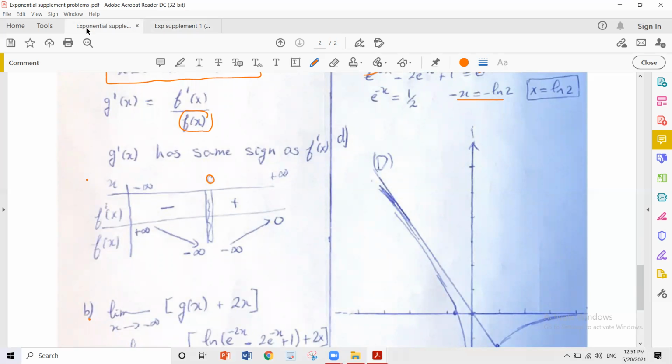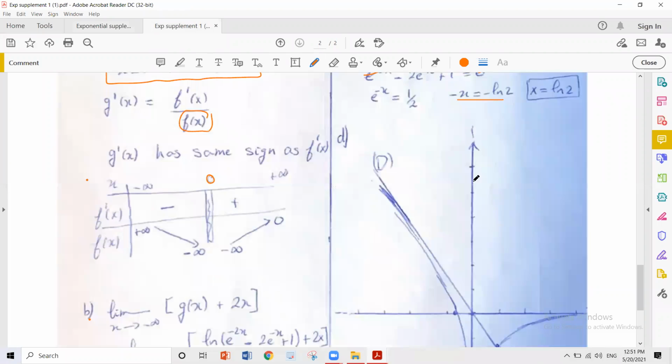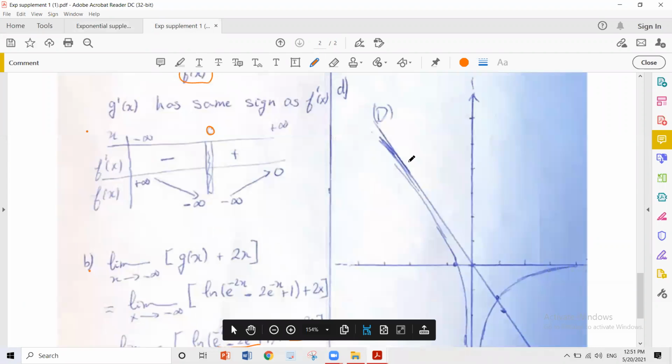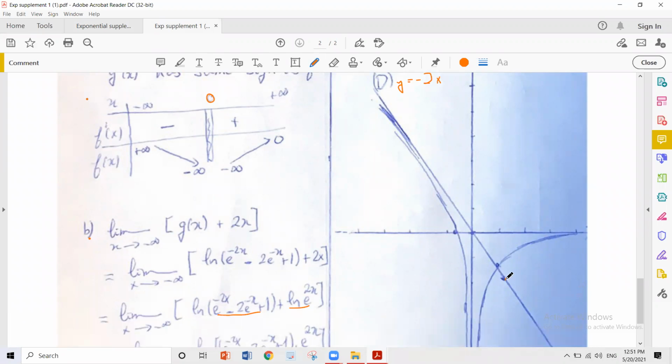The last part: draw D and g in a new system. This is another new system. Line D, y equals minus 2x. Is it x equals 0 or y equals 0? Is it x equals 1 and y equals minus 2? This is 1, minus 2. I draw the oblique asymptote.